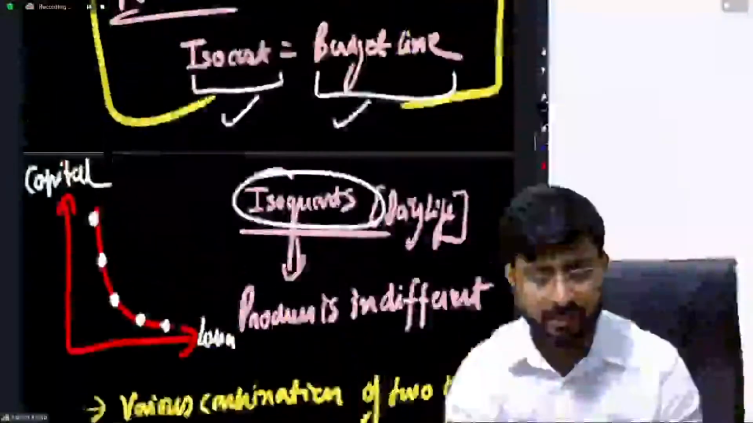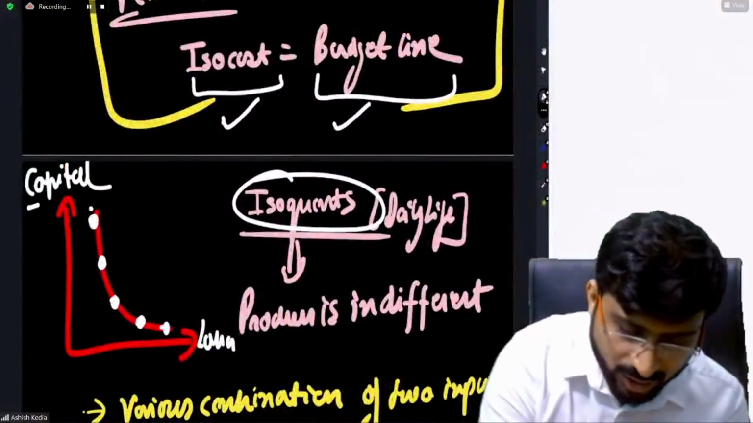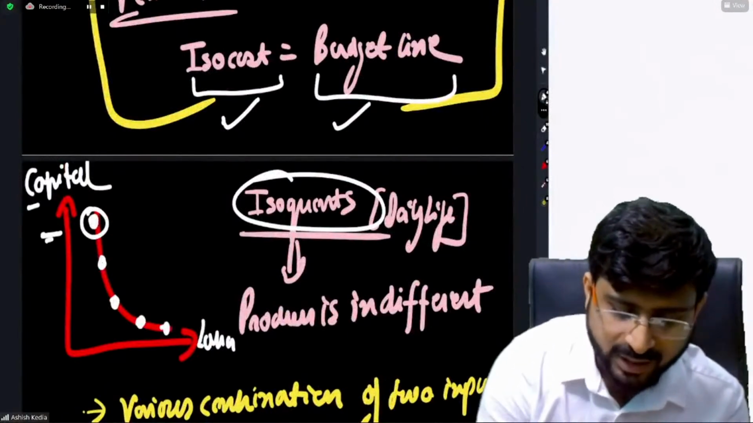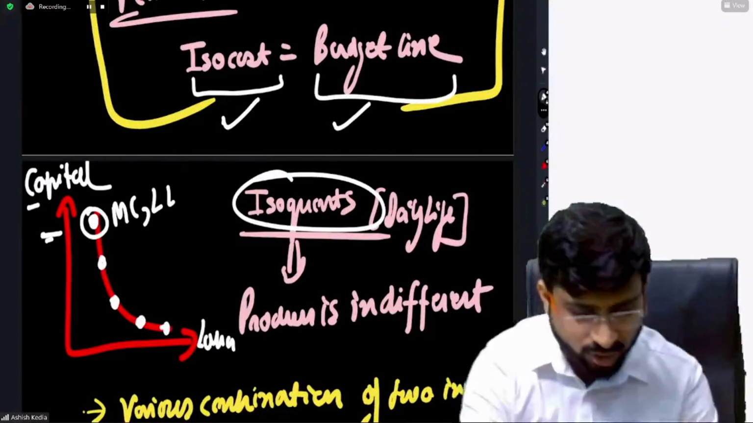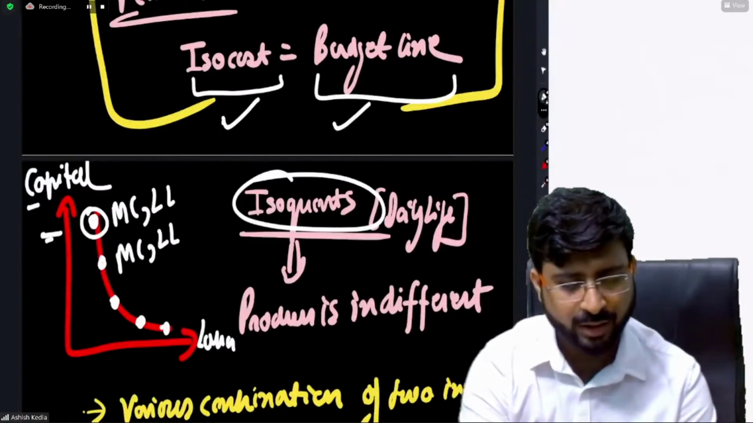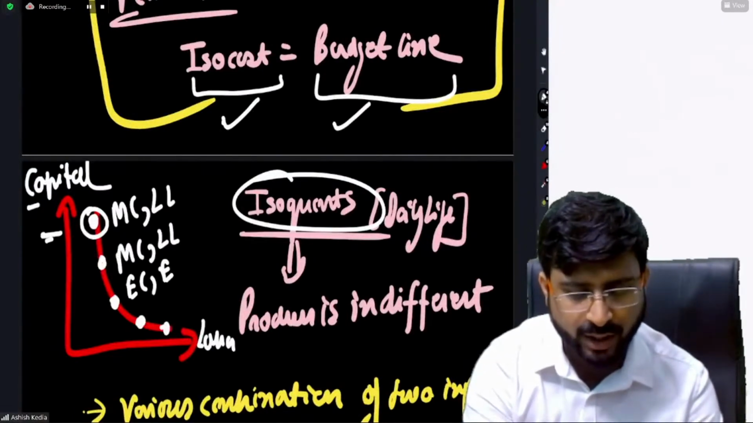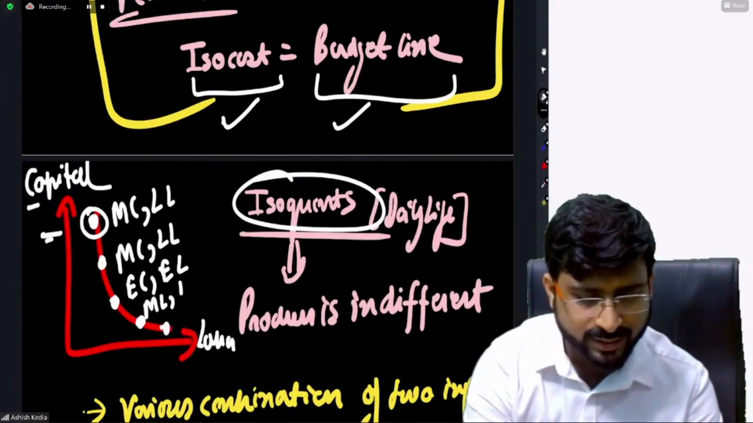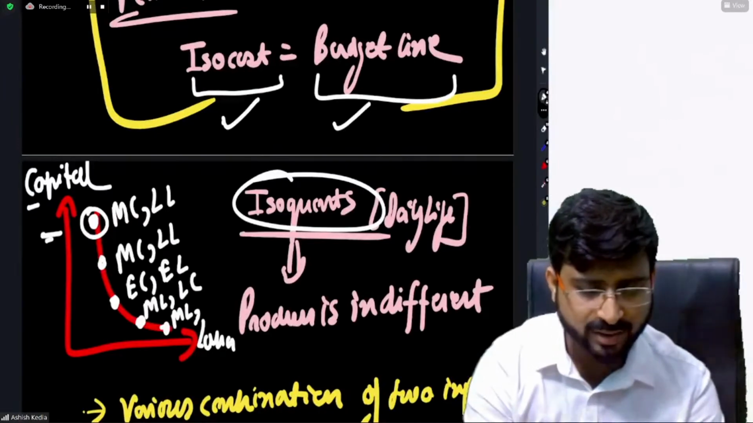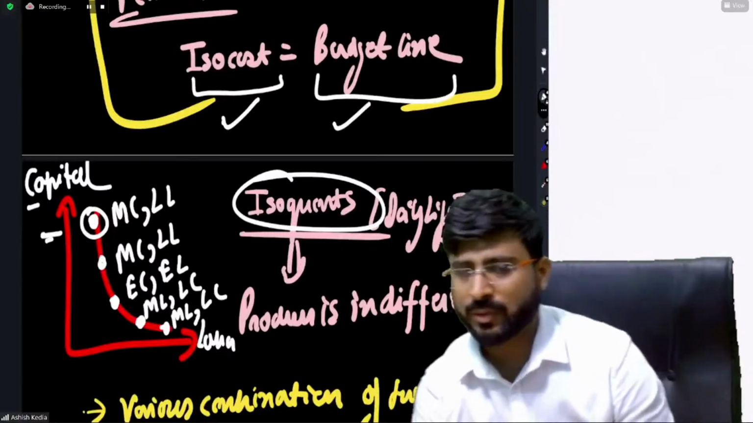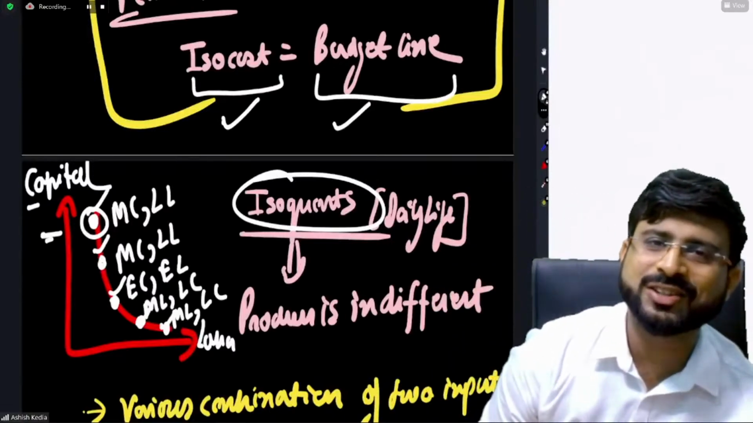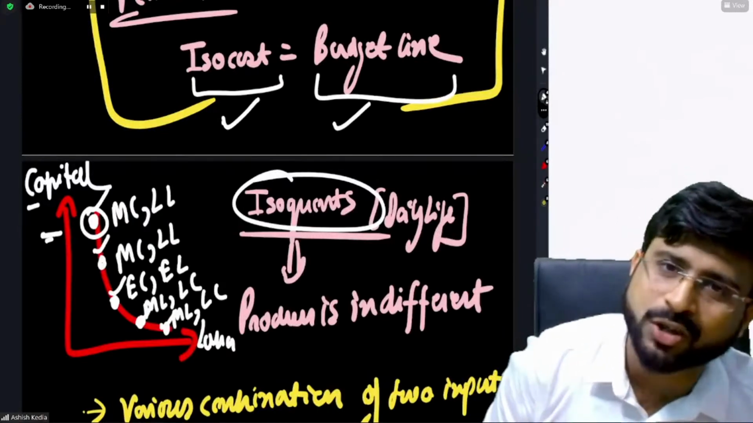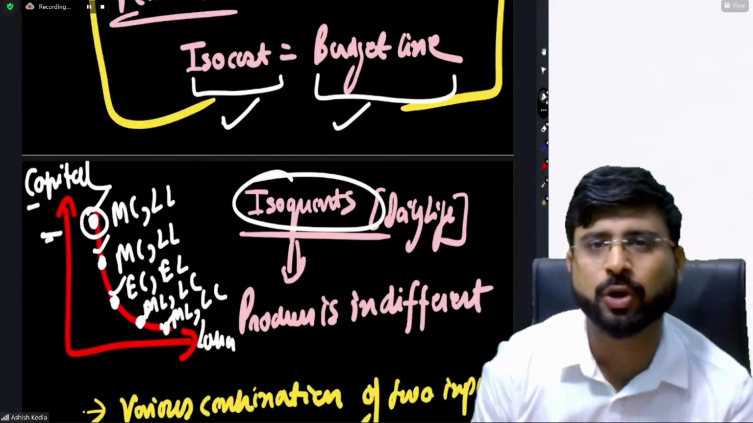Let's put capital here, labor here. This point means we are applying more capital, less labor. This also means more capital, less labor. This means equal capital, equal labor. This means more labor, less capital. But what is common to all these points? All these input combinations result in the same quantity level, that is, the same output level.